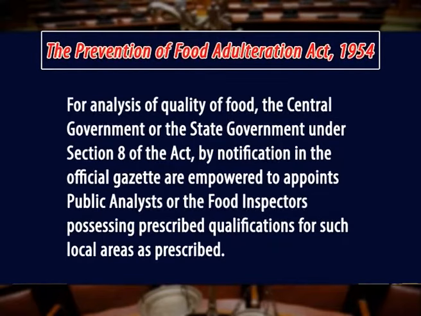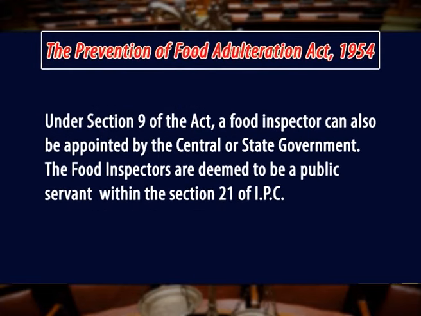For analysis of quality of food, the central government or the state government under section 8 of the Act, by notification in the official gazette, are empowered to appoint public analysts or food inspectors, prescribing qualifications for such local areas as prescribed. Under section 9 of the Act, a food inspector can be appointed by the central or state government. The food inspectors are deemed to be public servants within section 21 of IPC.